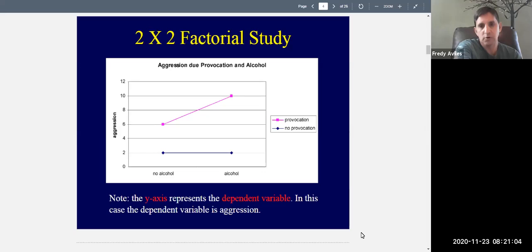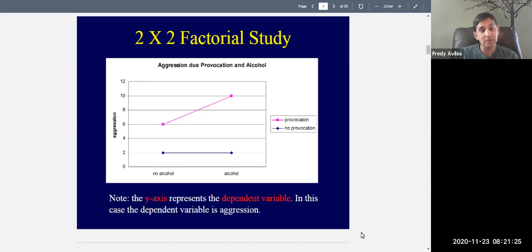And then you look at those that consumed alcohol but received no provocation. The blue line there, the dot there, it's still 2. The line is horizontal. It didn't change as you go from no alcohol to alcohol, it's the same. So alcohol did not increase aggression for those that were not provoked, but it did for those that were.